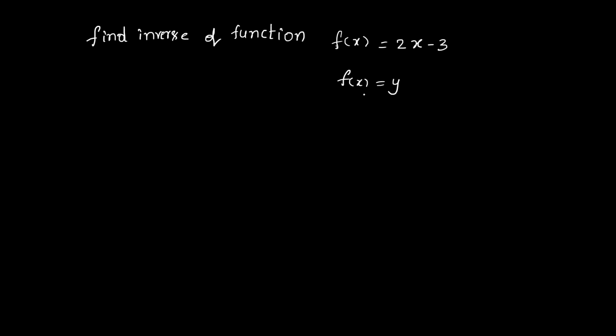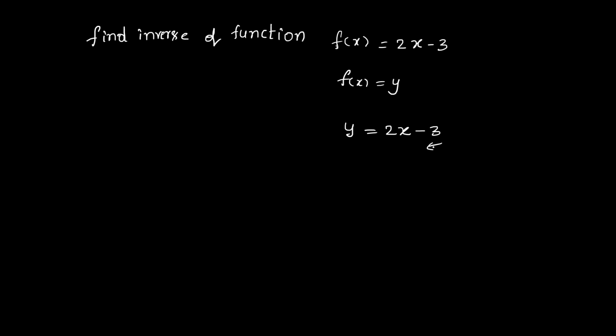f of x is equal to y. That means y is equal to 2x minus 3. Right? If you put f of x as y, it will become y is equal to 2x minus 3. Now you have to write the function in terms of y, that means you have to write the equation for x. That means x should be alone.